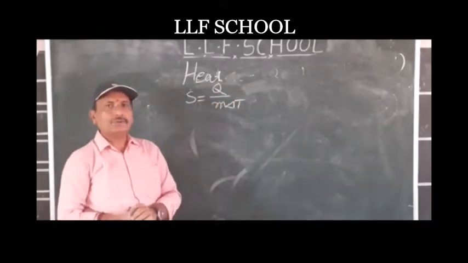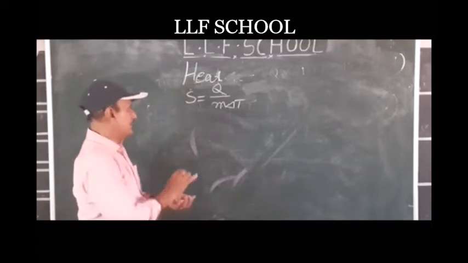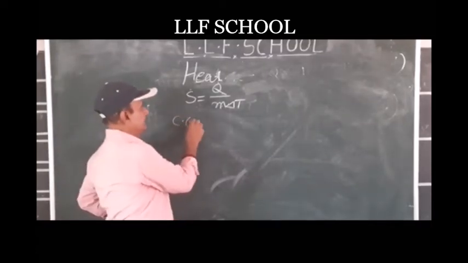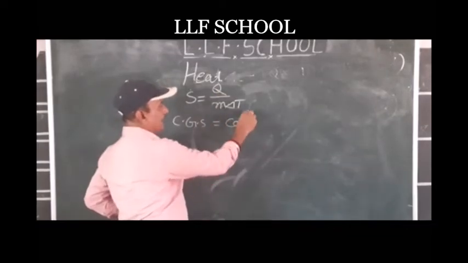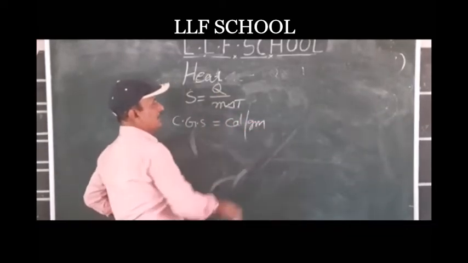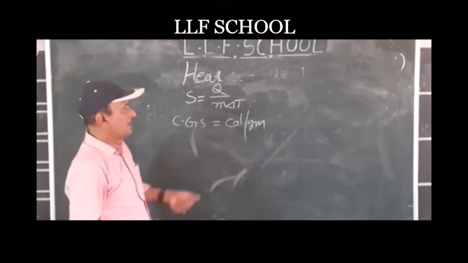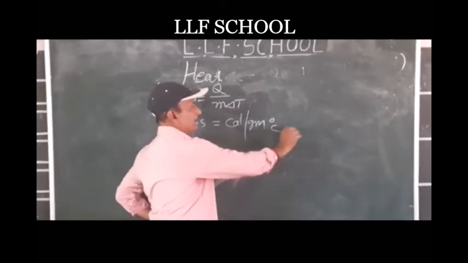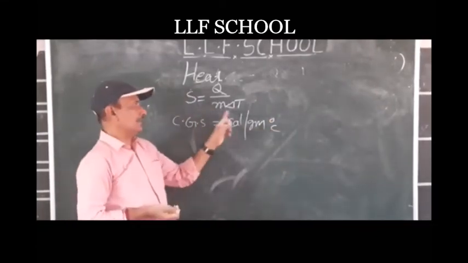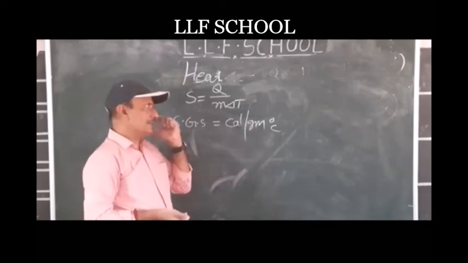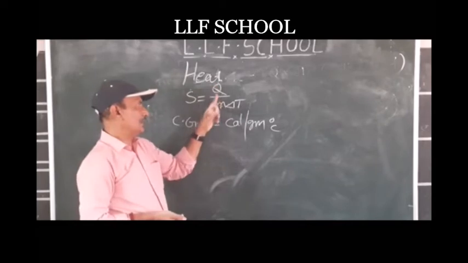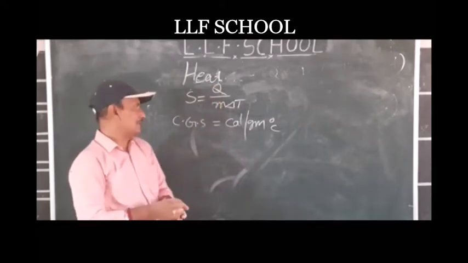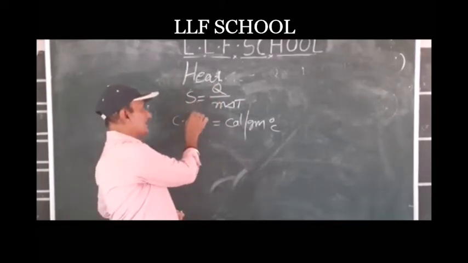S equal to Q by M delta T. In CGS, Q is in calories, mass in grams, delta T is change in temperature. So the unit of mass is gram, the unit of temperature is Celsius, and the unit of heat is calorie. It is the CGS unit of specific heat.